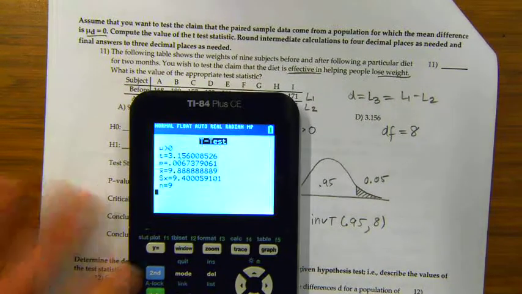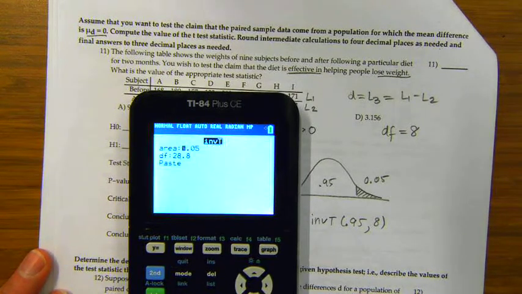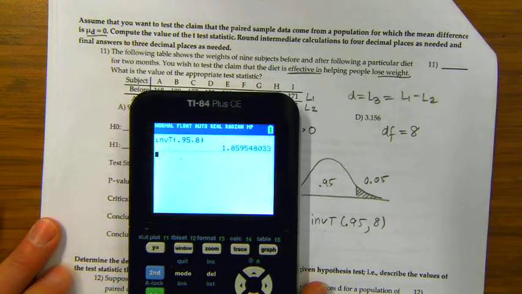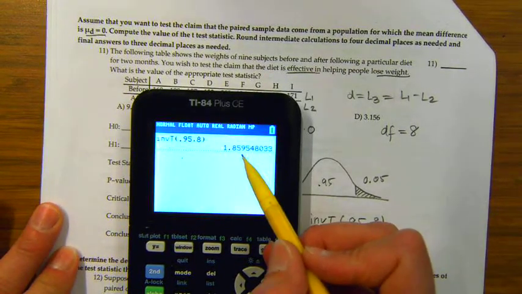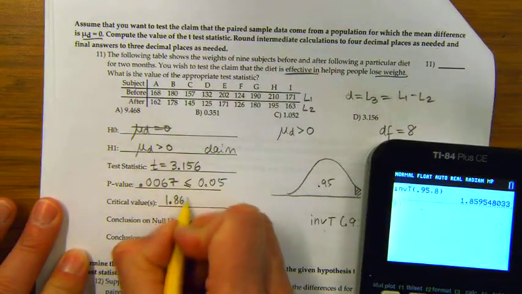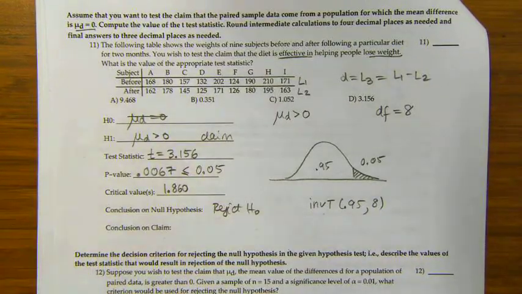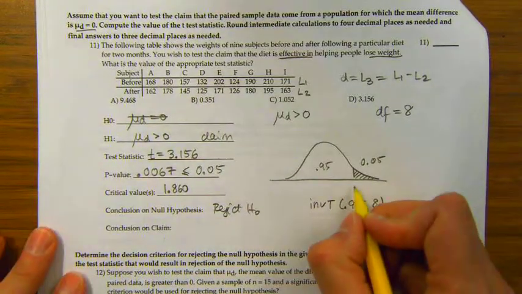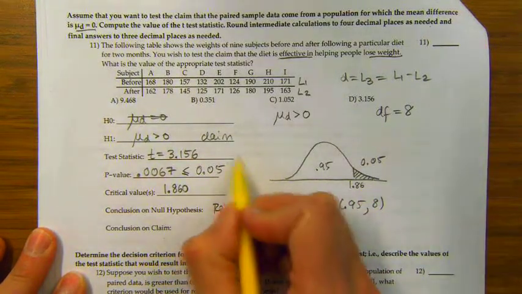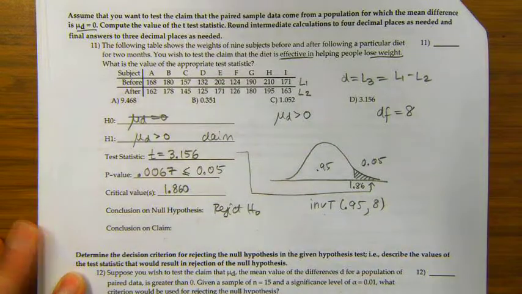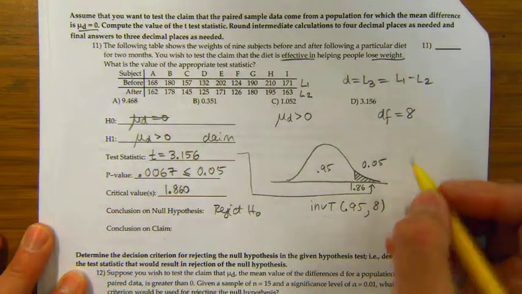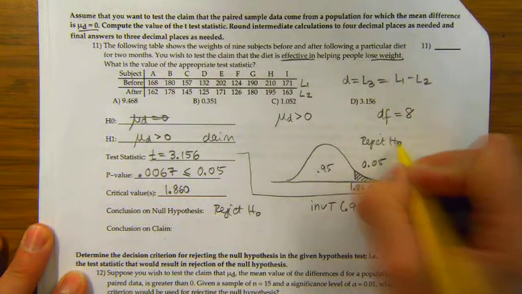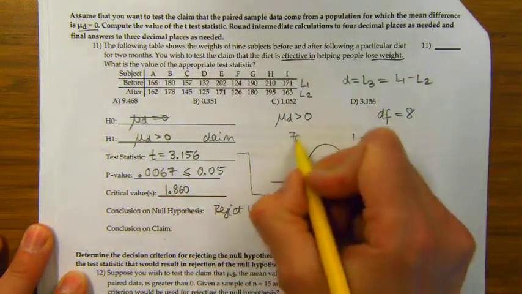So let's go to inverse t, 0.95 and 8 degrees of freedom. Rounded to 3 decimals, the 9 goes up to a 10, so this is 1.860. You don't really need to write the 0 there, but you can. Our critical value is 1.86. Our test statistic is greater than that, so it falls into the tail area, which is our rejection area. So reject the null over here, and this is the fail to reject.